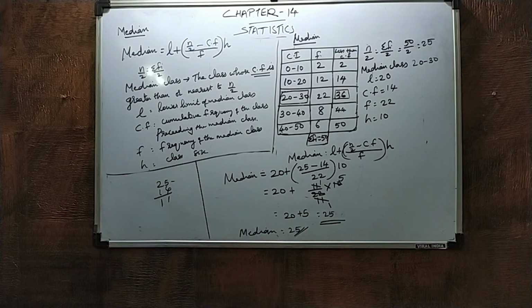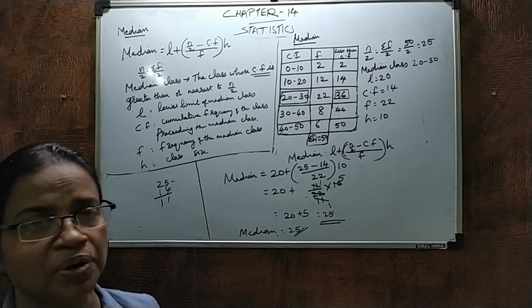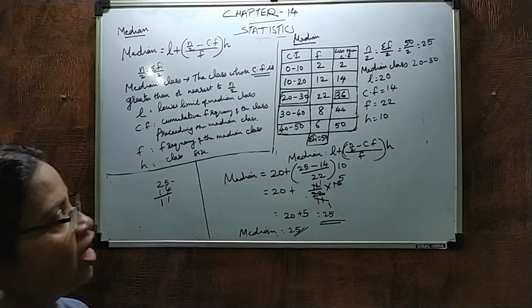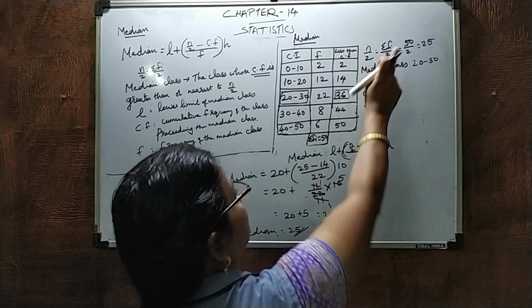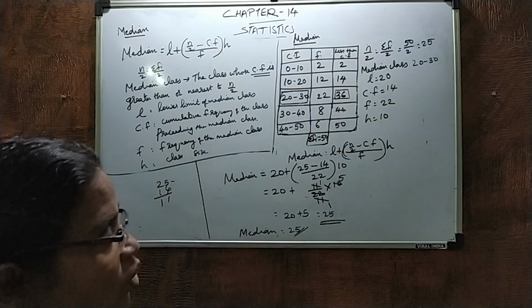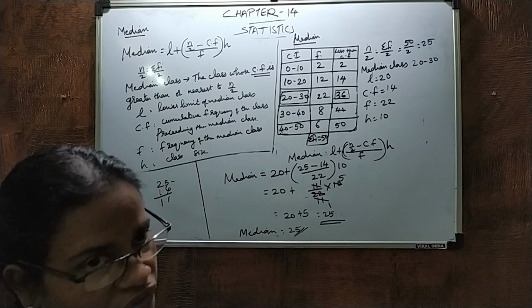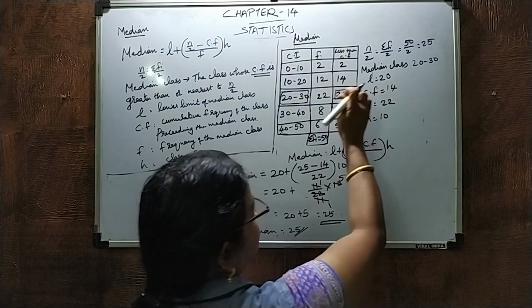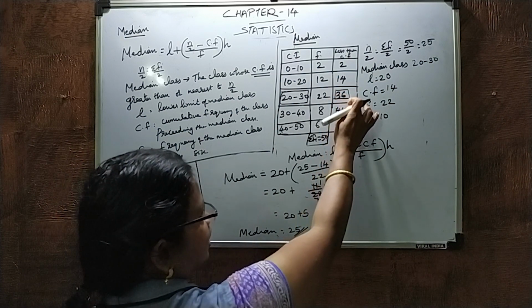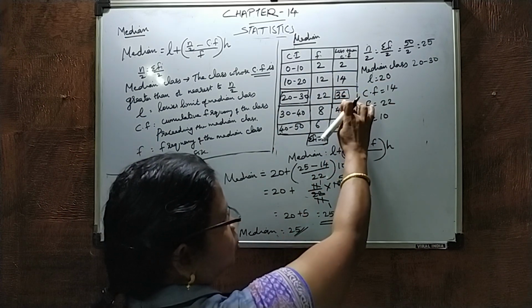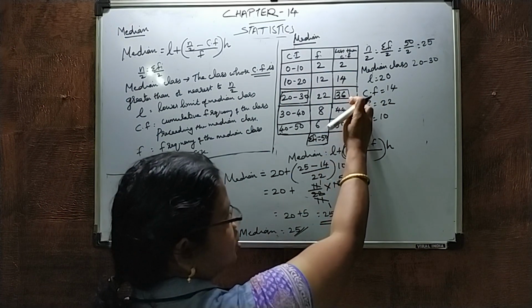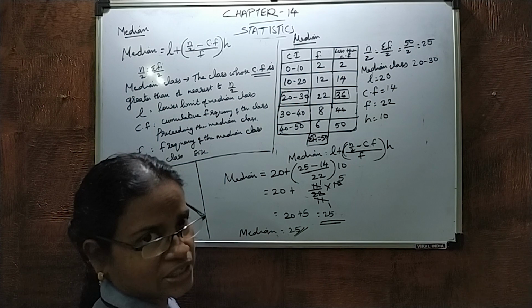This is the way you have to do. So what all things you have to remember for the median? You have to firstly find out n by 2. N by 2 means the total sigma fi divided by 2. So it is 50 by 2, it is 25. Then the median class is the class greater than or nearer to n by 2. It is 25. Don't take less than, take greater than. So 36, this will be the median class.